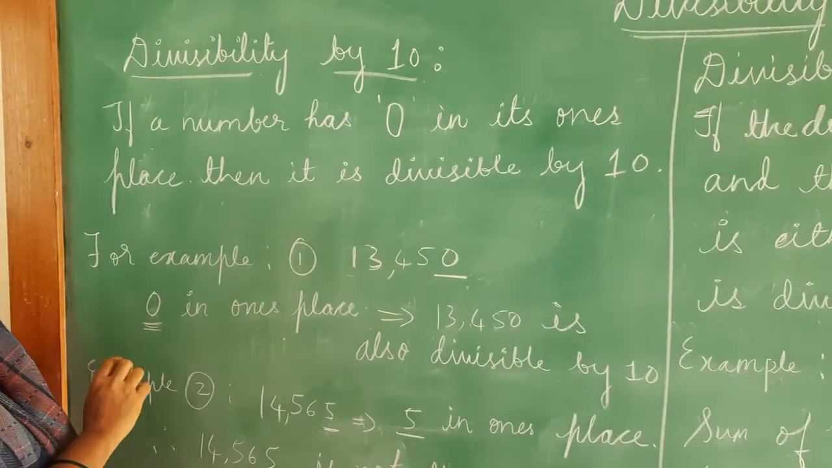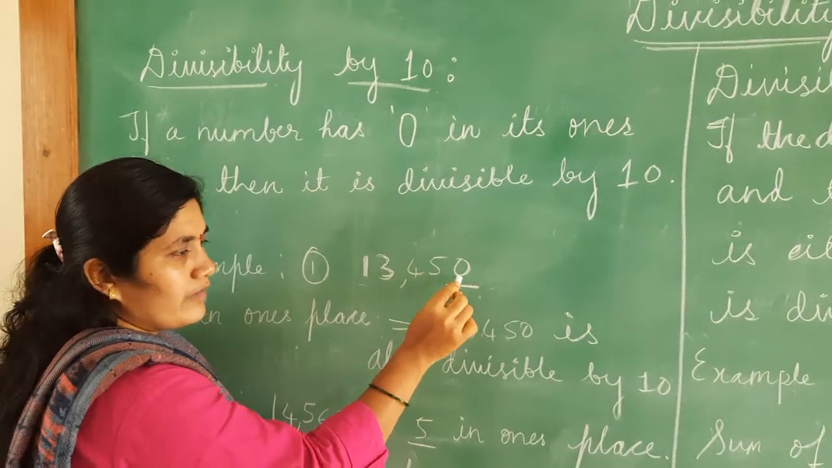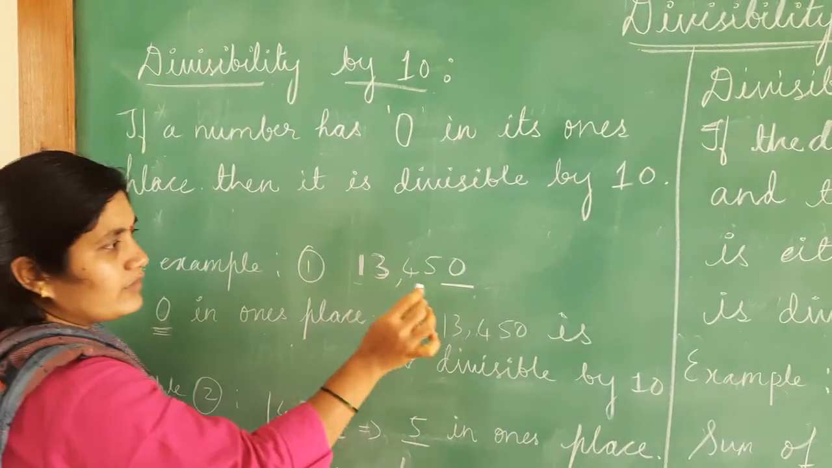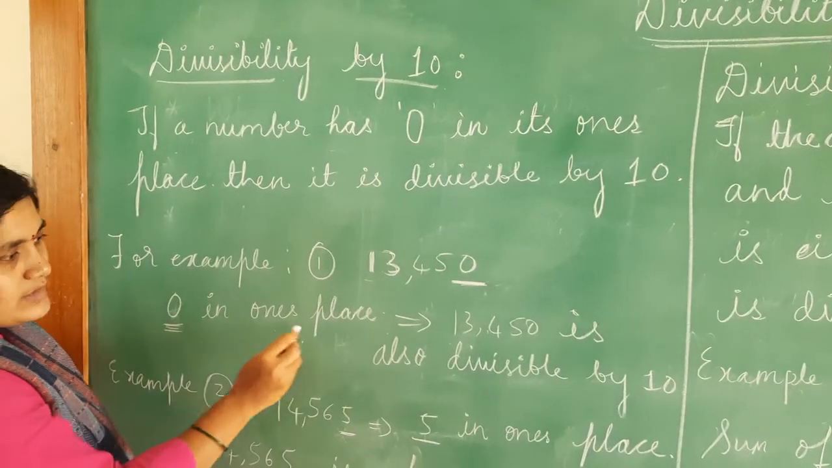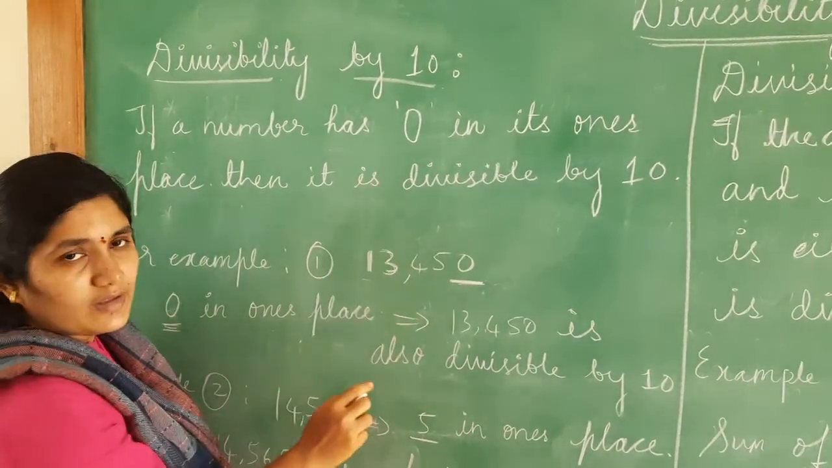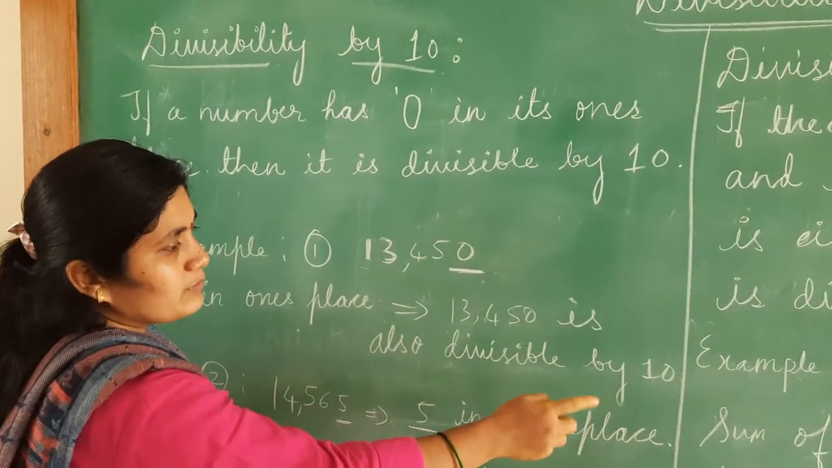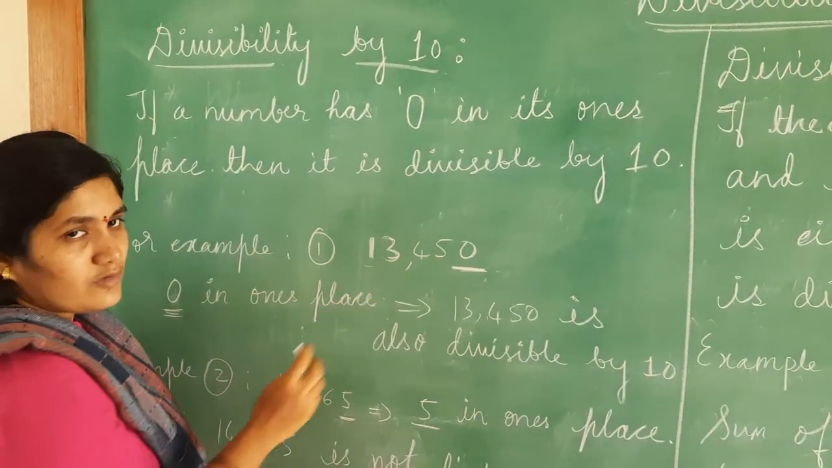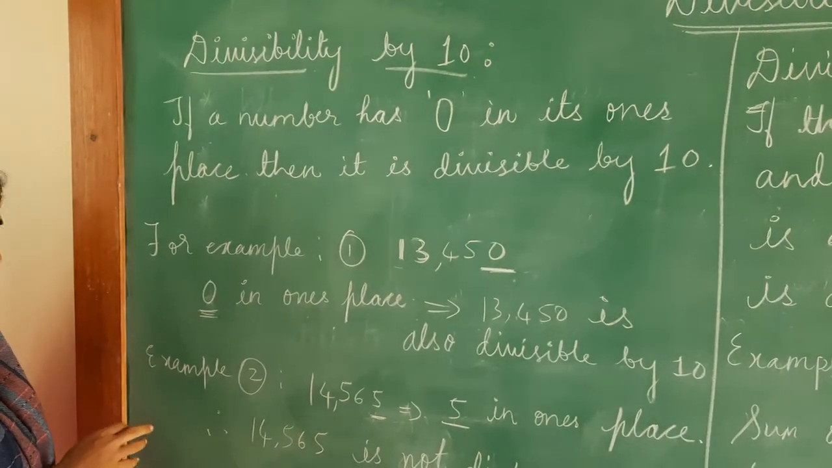Let me repeat the example once. The given example is 13,450 and in the given number the ones place digit is 0. So, 0 in the ones place shows that, according to the given rule, 13,450 is also divisible by 10 because the ones place of the number contains 0. Now, let us move on to the second example.